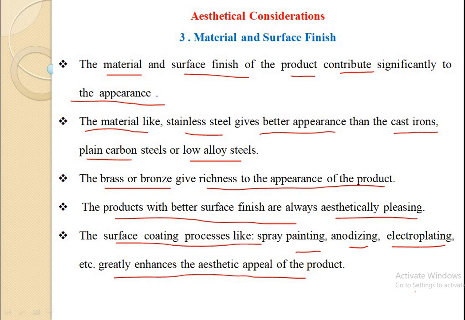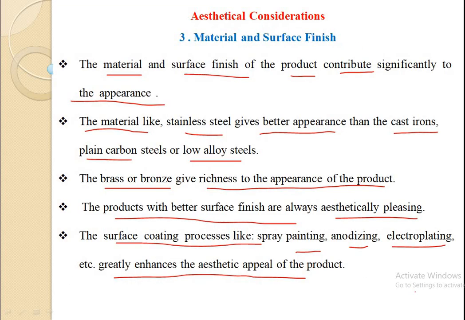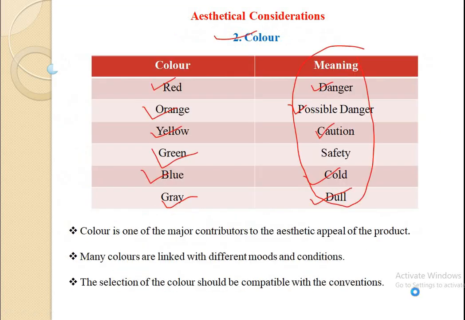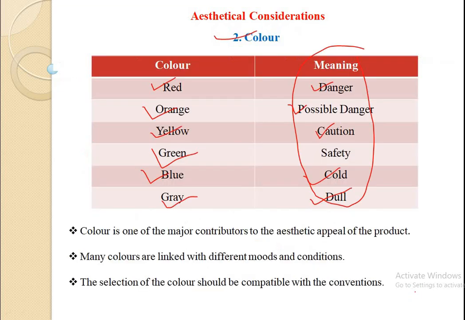So in view of the aesthetical considerations, these three things, that is the form, color, and material and surface finish, are the important parameters. In forms, there are basically 5 types of form, that is step, taper, shear, streamline and sculpture.